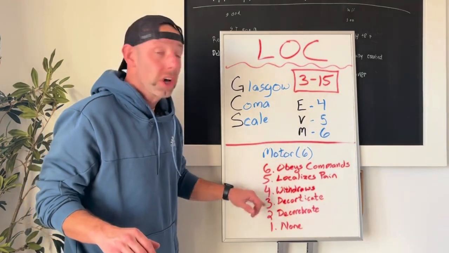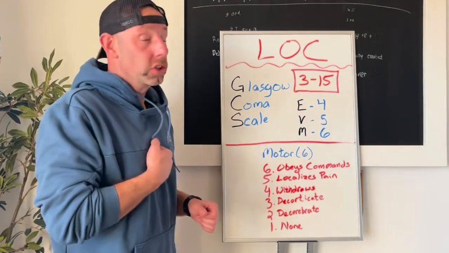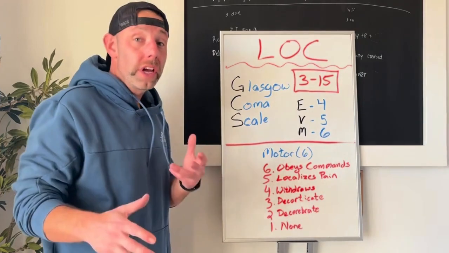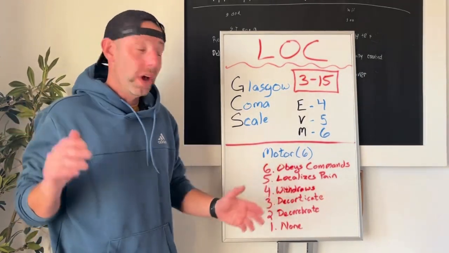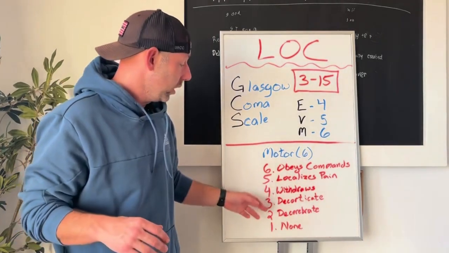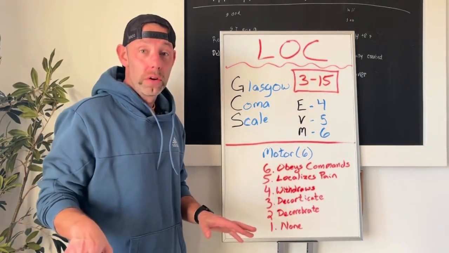Next, they withdraw from pain. And this is when, like, there's a sternum rub or something and they move away. They don't like what's going on, but they're not pinpointing exactly where it's at. They're just pulling away. Next, we come to decorticate, decerebrate, and then no response.